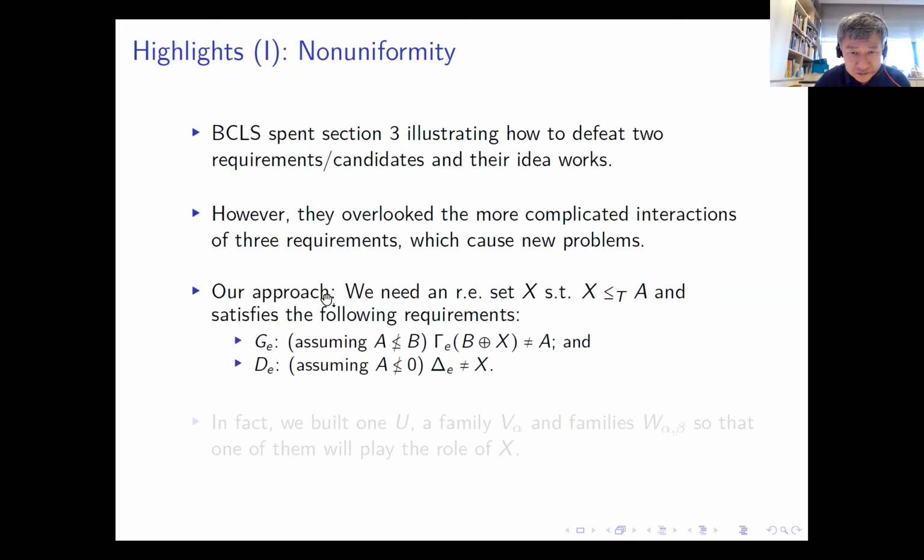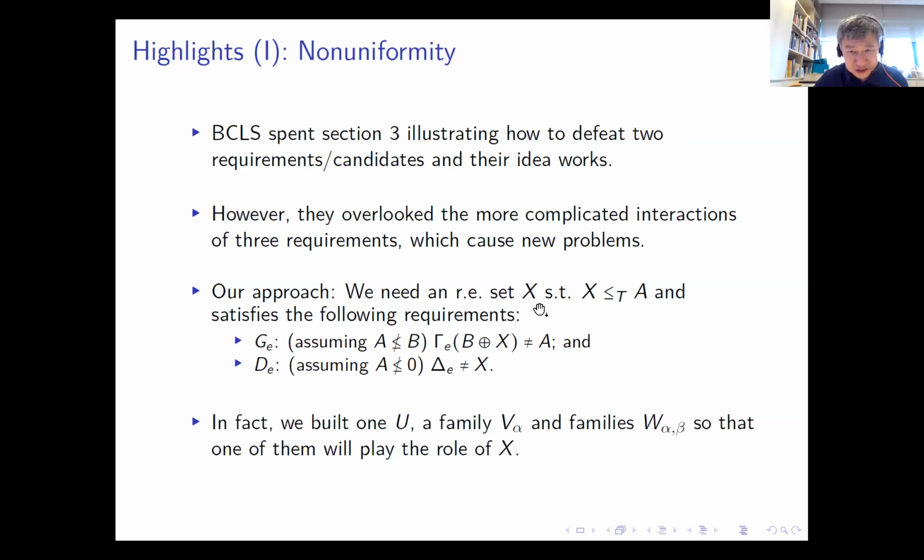So what we are doing is this. We want to find a witness X which demonstrates that A and B do not form a strong minimal pair. Here is a requirement; I will never use a requirement, so I will not read it. We want to find an X to do something. Now, instead of building a single X, we build a countable family. We build one set U, a countable family of V, and for each V, a countable family of W. So they are highly non-uniform. In the end, one of the UVW wins and plays the role of X. This is one of the features in the construction.